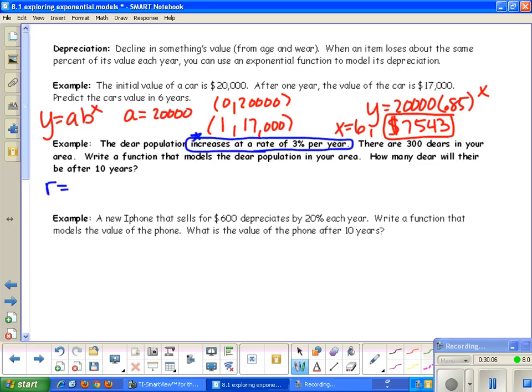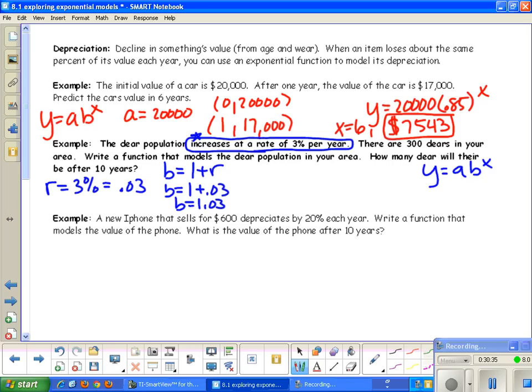So the rate at which I'm growing is at 3%. So if I write that as a decimal, that would be 0.03. So then remember, we're using the equation y equals ab to the x. So I don't need the rate, I need my growth factor. So to find my growth factor, b equals 1 plus your rate. So b is equal to 1 plus 0.03. So b is equal to 1.03. So that's what I'm going to use in my equation.